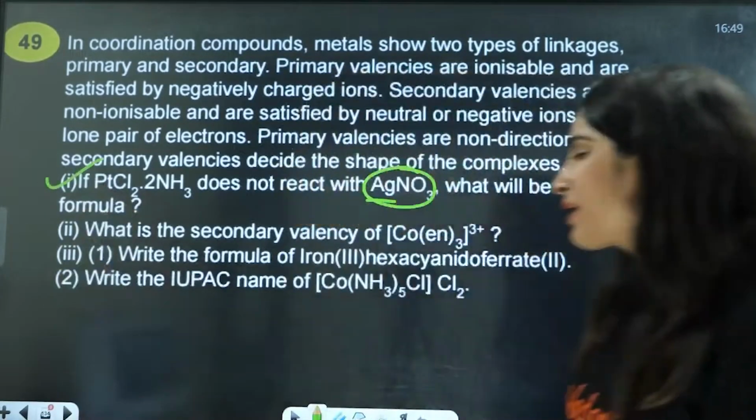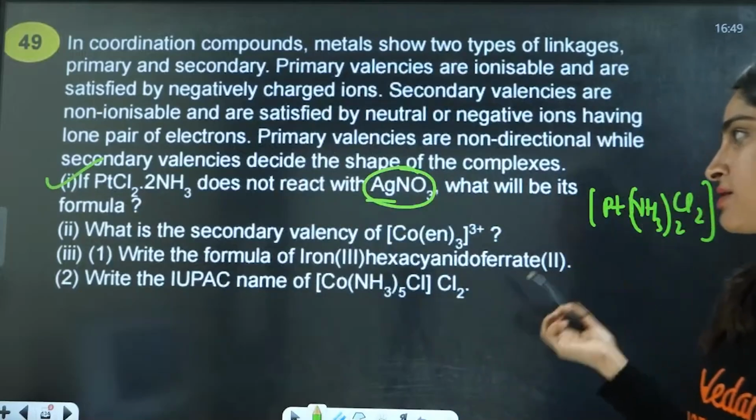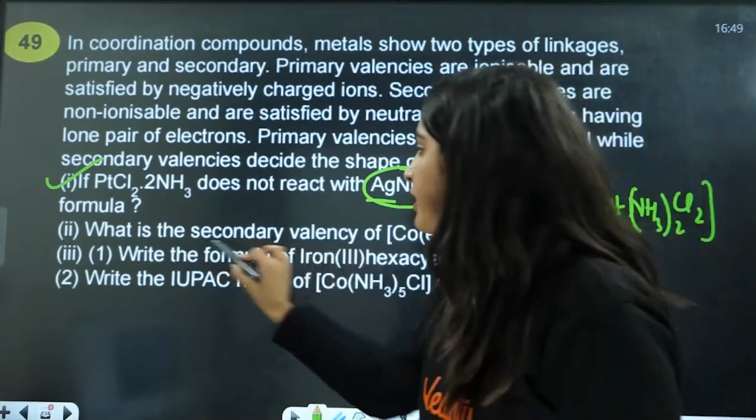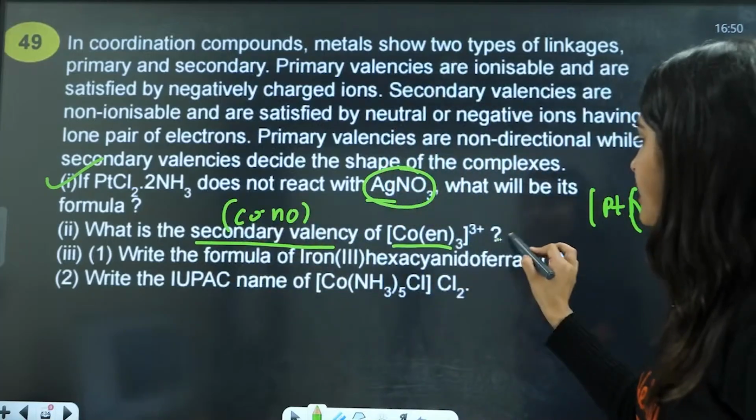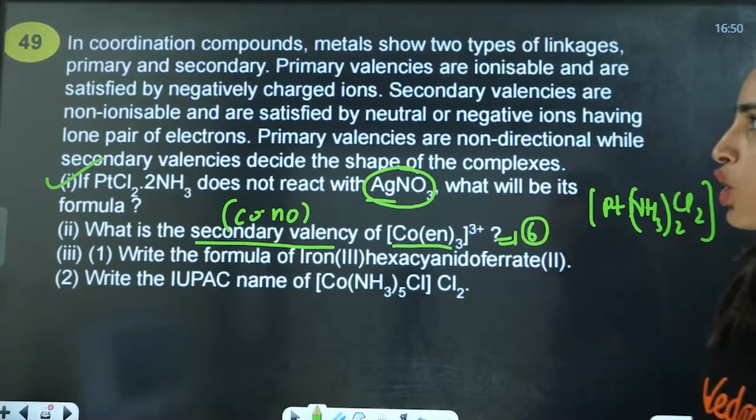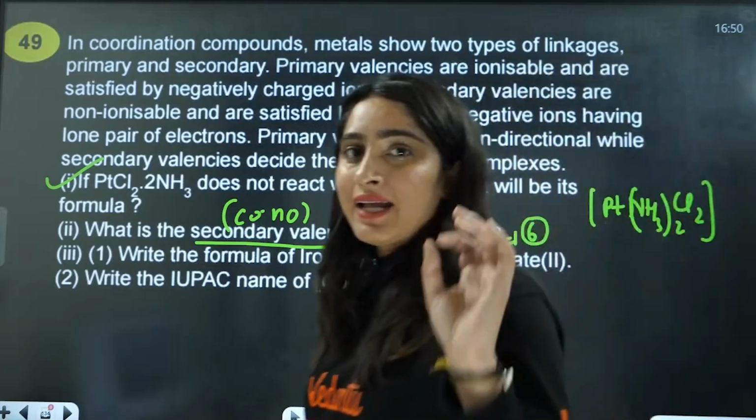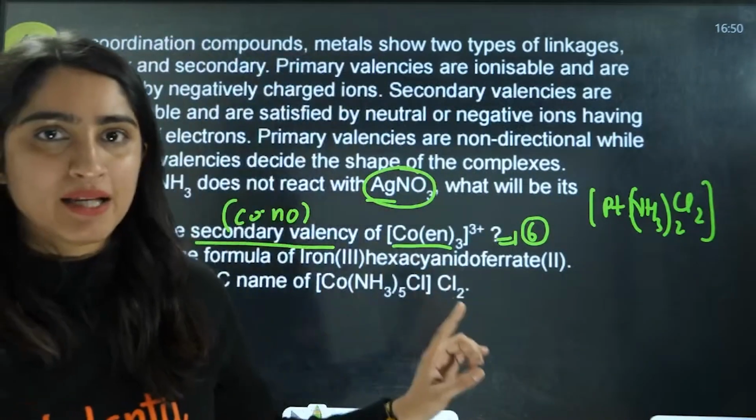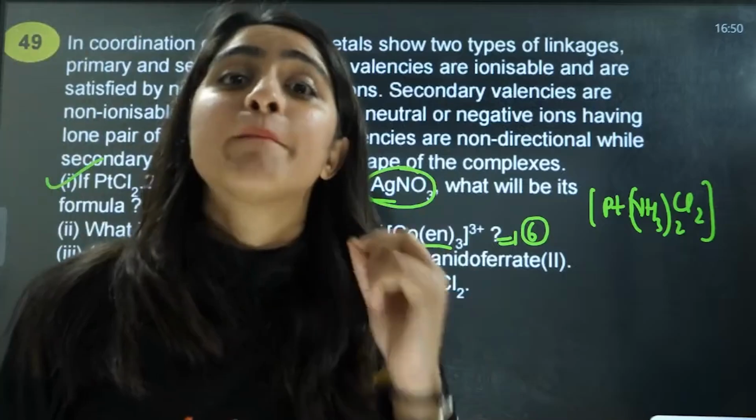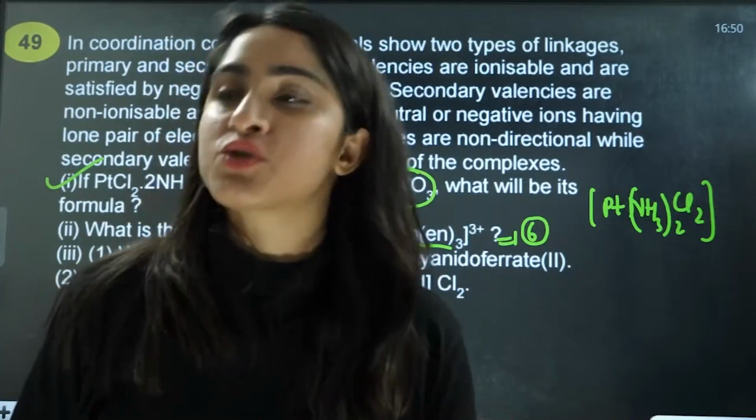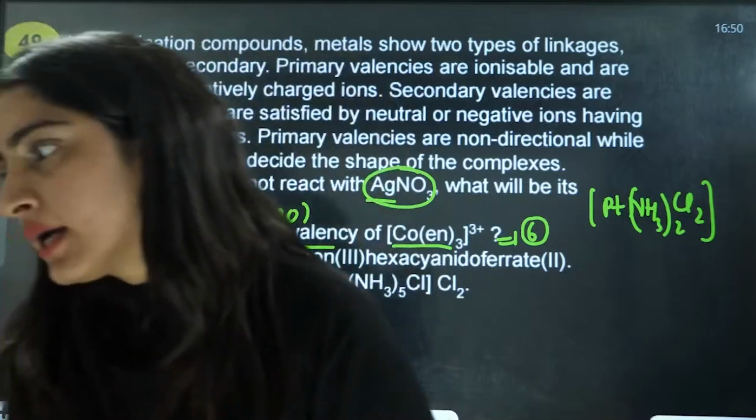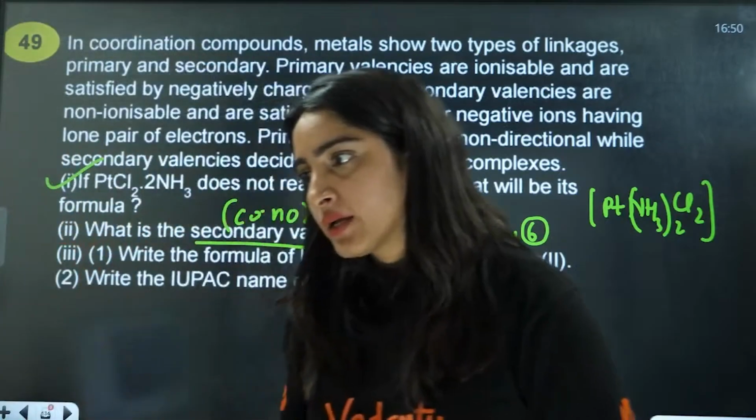Next, what is the secondary valency of this? Secondary valency means coordination number. Coordination number is 6 here. It has 6 donating sites. Ethylenediamine gives 2 donating sites. It is a bidentate ligand. So that means 3 ligands will have 6 donating sites.